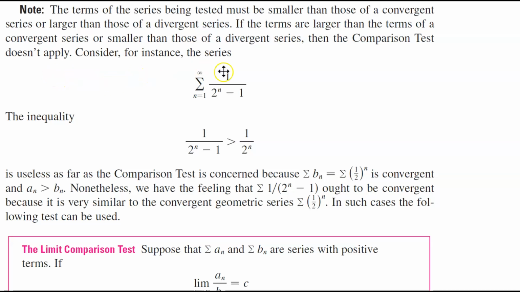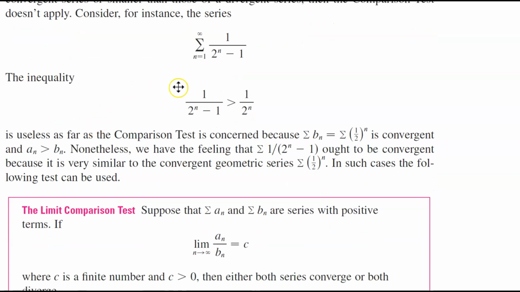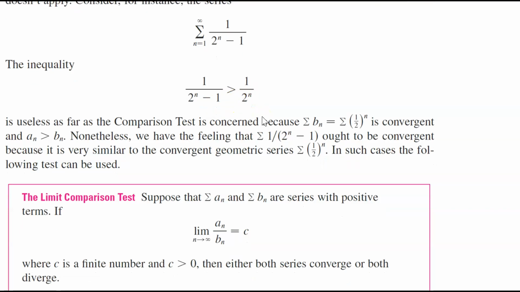So let's consider, for instance, the series 1 over 2 to the n minus 1. And the inequality would be 1 over 2 to the n minus 1, which would be greater than 1 over 2 to the n. It is useless as far as the comparison test is concerned because the series of b subscript n equal to 1 over 2 to the nth power is convergent, and therefore the first series is greater than the second series.